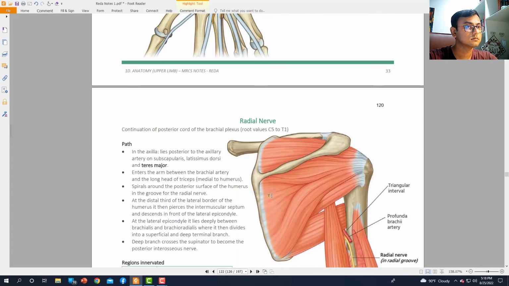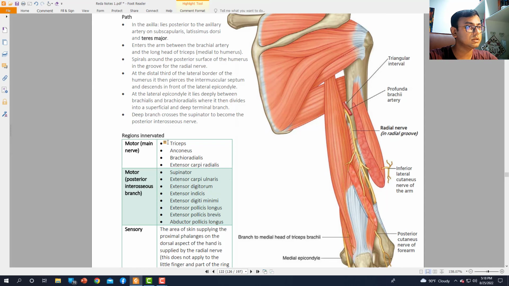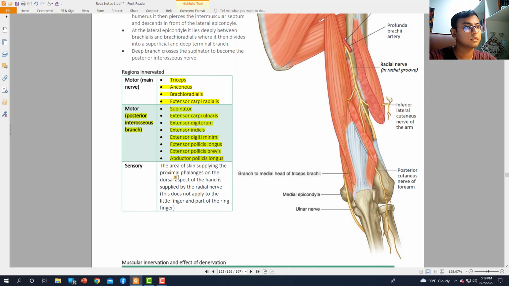So here the radial nerve. Radial nerve supplies the triceps, anconeus, brachioradialis and extensor carpi radialis longus. We all know that. And another, the posterior interosseous branch, gives to the extensor surface: extensor carpi ulnaris, extensor digitorum, extensor indicis, supinator, extensor digiti minimi, extensor pollicis longus, extensor pollicis brevis, abductor pollicis longus. Okay, all are supplied by the posterior interosseous, which is the branch of the radial nerve, and the anterior interosseous is the branch of the median nerve.